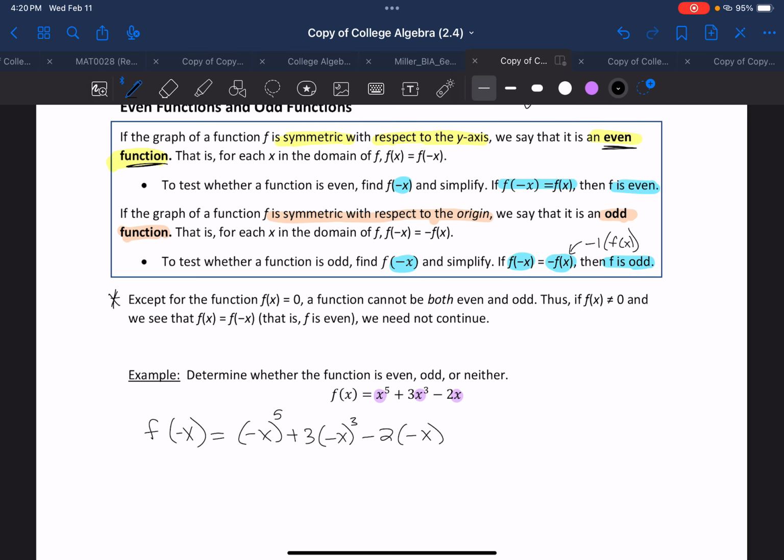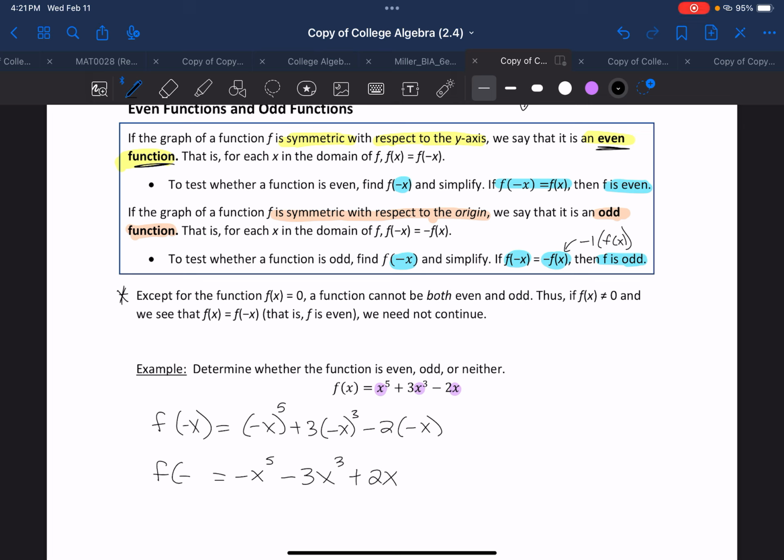And if you remember, anytime you raise a negative number or variable to an odd exponent, this will remain negative. So this would equal negative x to the 5th. And then here, negative x cubed, again, that's an odd exponent. So that will be negative 3x cubed, because positive 3 times negative x cubed is negative 3x cubed. And then negative 2 times a negative x will be a positive 2x. So this is what we got when we plugged in negative x. So now I'm going to compare to the original.